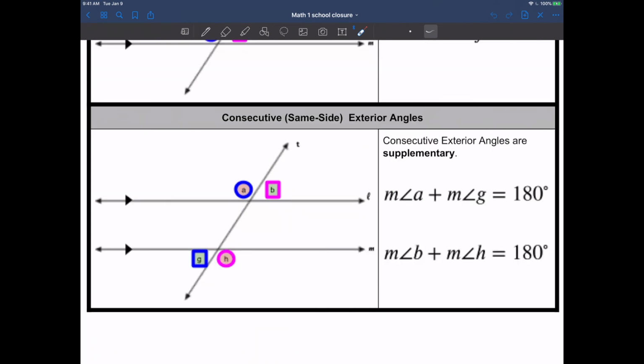Consecutive exterior angles or same side exterior angles. So angle A and angle G are consecutive exterior angles. They are supplementary. So that means when you add up their measurements, you will get 180 degrees. Angle B and angle H are also supplementary because they're consecutive exterior angles. When you add up their measurements, you will also get 180 degrees.